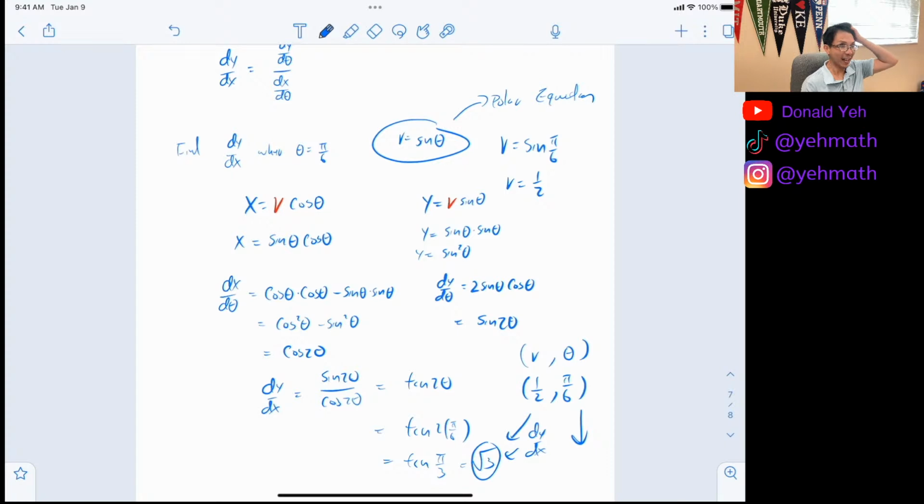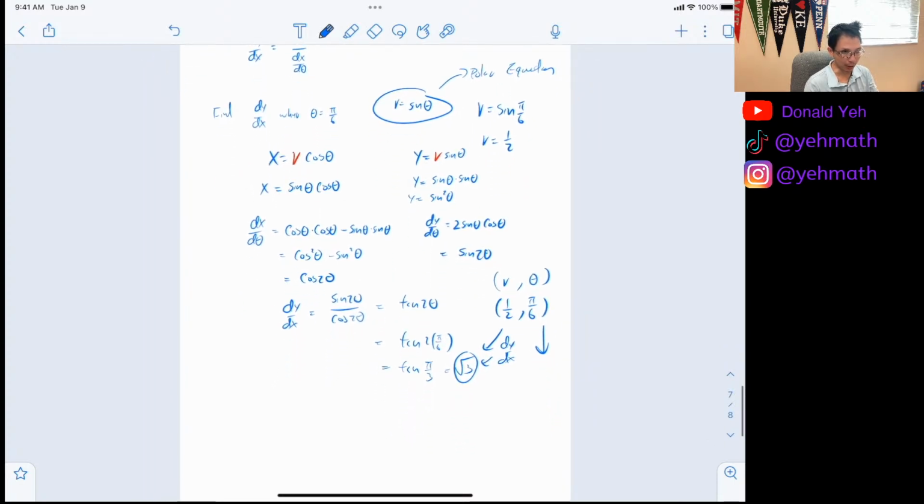So if I got 1/2 and pi over 6, right? If I got 1/2 and pi over 6, that's my polar coordinate. What's my slope with respect to dy dx? It's going to be square root 3. That's it.